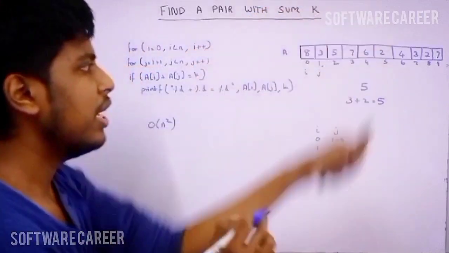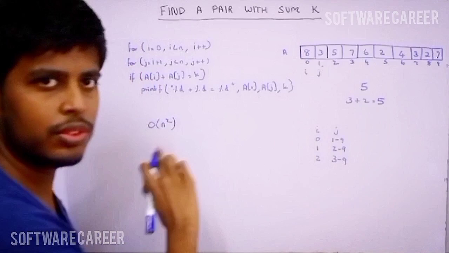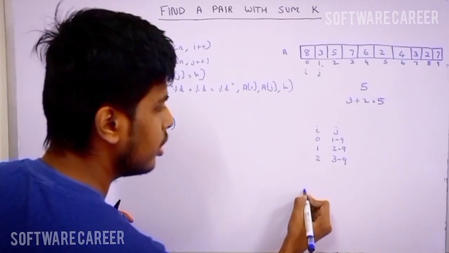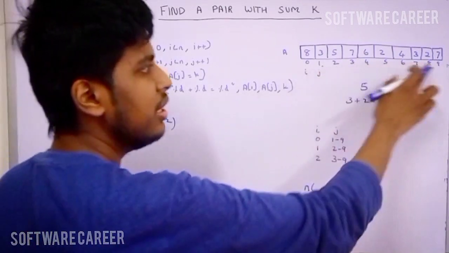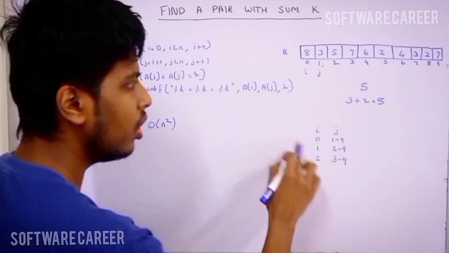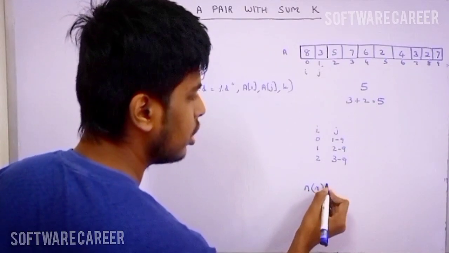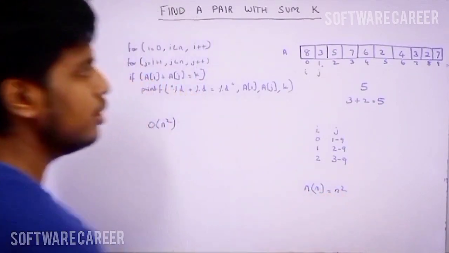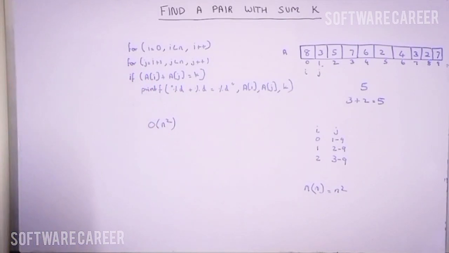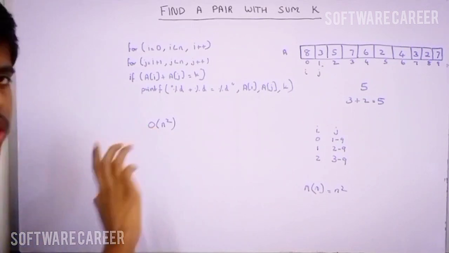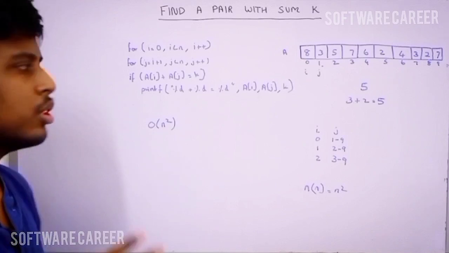So see, i moves over n elements, so i will be n. For each of the n elements, we are moving n times, across all the elements in the array. So n into n is n square. So this O of n square is the time complexity. The time complexity is high here, O of n square is more. So let's do the other method for solving this.